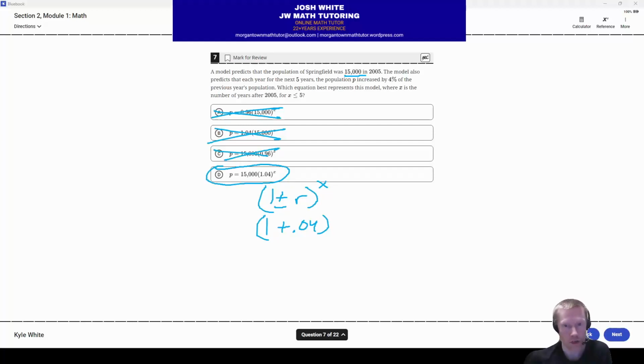Now, I will point out you could also technically back solve this by picking a number of years and calculating out what the population should be, based on a 4% increase. So start with 15,000 and do it for 2 years: 15,000 plus 0.04 times 15,000, and then do 0.04 times that new number and add it to it, and then go down through the answers, plug in x equals 2, and see which one matches. So you could also back solve it that way as well.